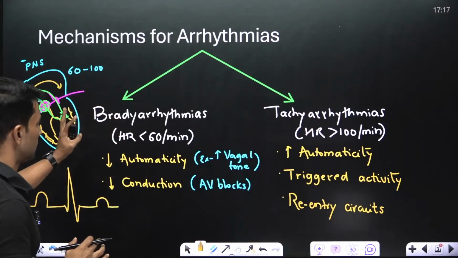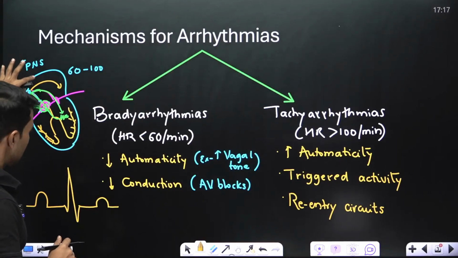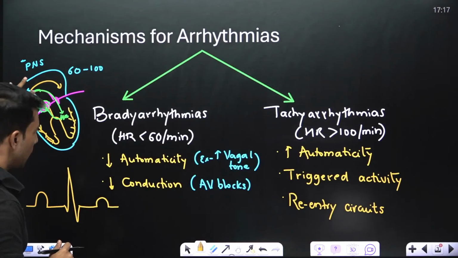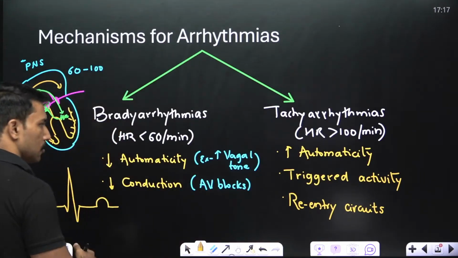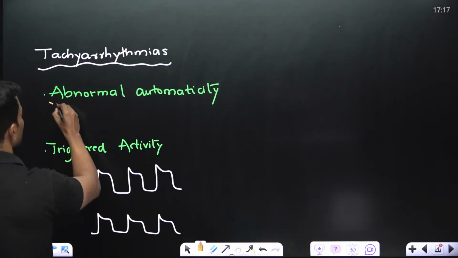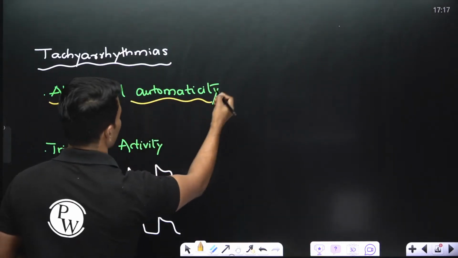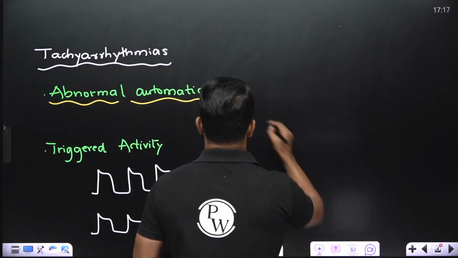This I hope is clear. Bradyarrhythmias: either I can decrease the automaticity of the conducting system, especially the SA node, or I can cause conduction blocks, right? That causes a decrease in the conduction. Okay. Now talking about the tachyarrhythmias. The first thing we were talking about was the abnormal automaticity. So what can cause the abnormal automaticity?